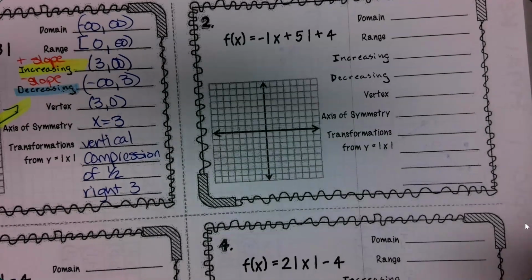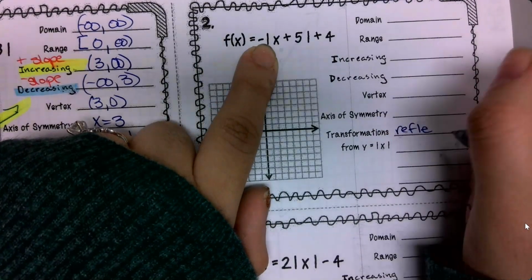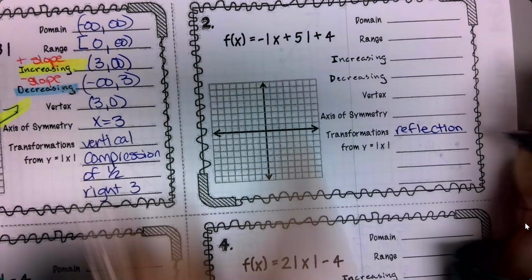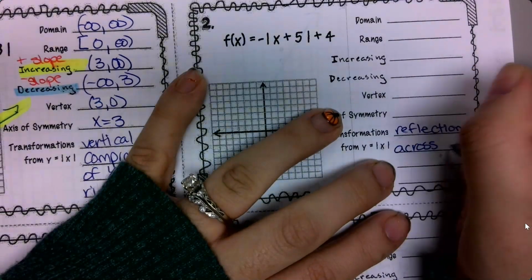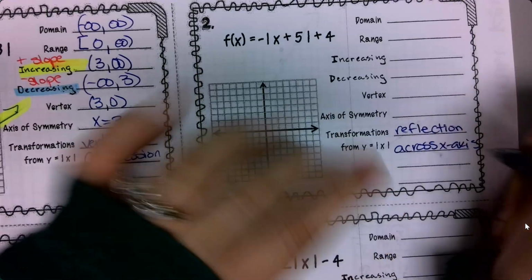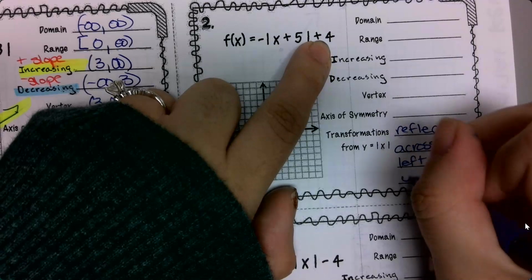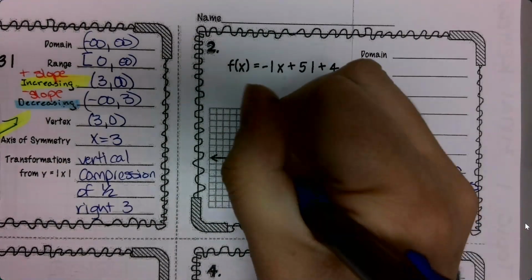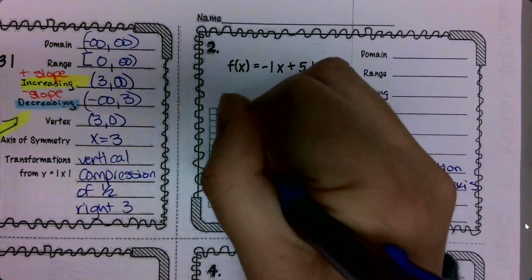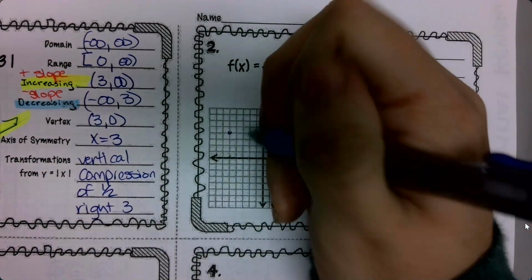So same thing for this next one. I am going to start by talking about my transformations. This negative means it's a reflection across the x-axis. The 5 means it goes left 5, and this 4 is outside, so it goes up 4. And I want to go ahead and graph this, so I'm going to go left 5, up 4, and then instead of opening up, this is going to go down.